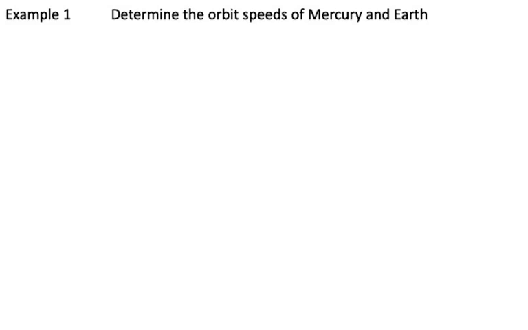So Kepler's laws allow us to determine the speed that a planet moves through its gravitational field, or the speed of rotation around the Sun. So to find the orbit speeds of Mercury and Earth, we need some information that we can look up in the data table.